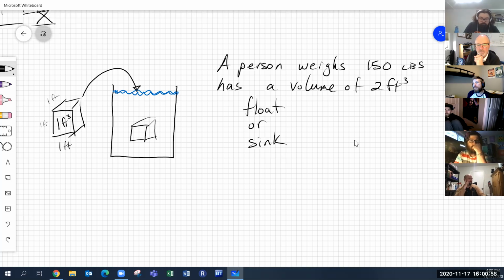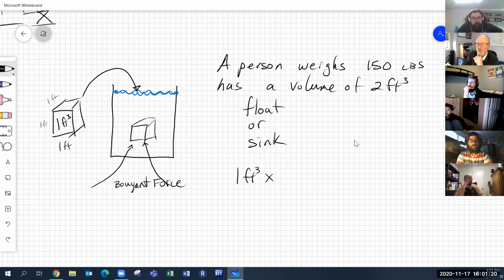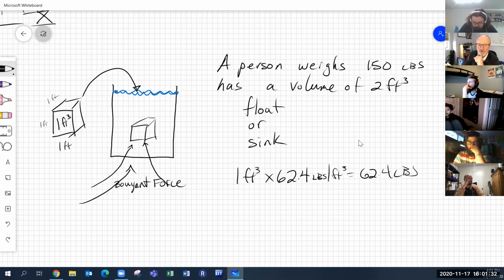Okay, that 1 cubic foot box will have what's called a buoyant force pushing up on it. The buoyant force is directly related to the volume of the object. For example, a 1 cubic foot box will have a buoyant force of 62.4 pounds. So there is 62.4 pounds of buoyant force pushing up on this box.